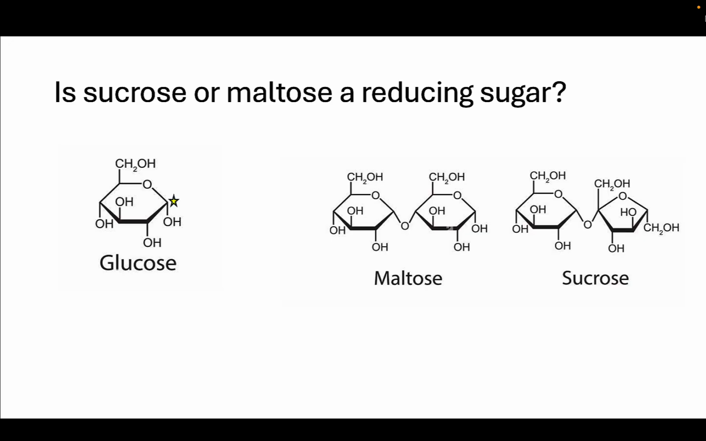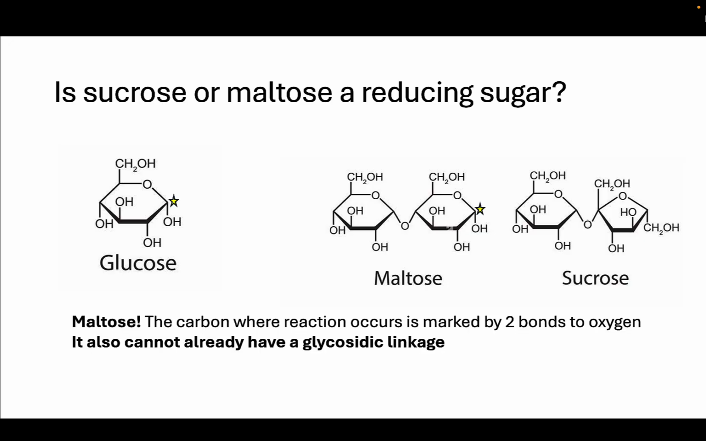Alright, this was somewhat given away from the previous slide, but if we look at these, what we can determine is that maltose is the reducing sugar and is so because of this site on maltose that we've marked with a star. It's this carbon that's actually bonded to 2 oxygens, right? And that's key to where we have a reducing sugar, is that the carbon where the reaction occurs is bonded to 2 oxygens and can't already have a glycosidic linkage. So there is another carbon similar on the other side, but it's part of a glycosidic linkage.